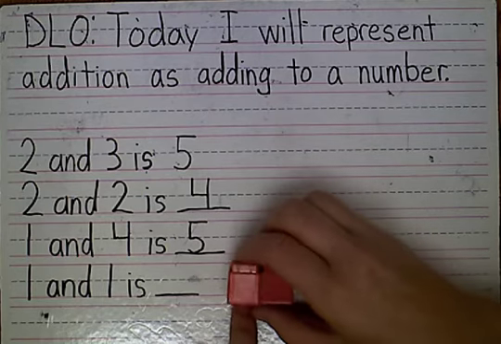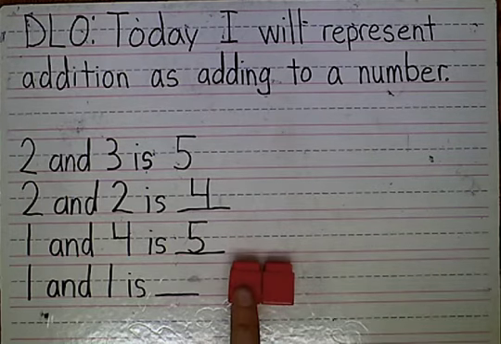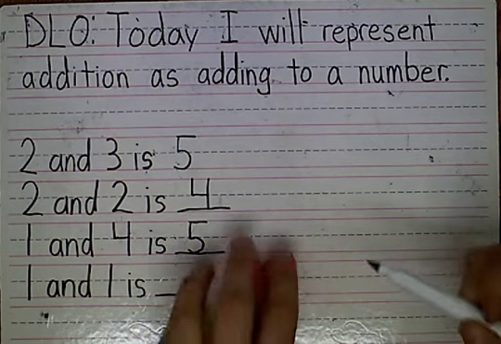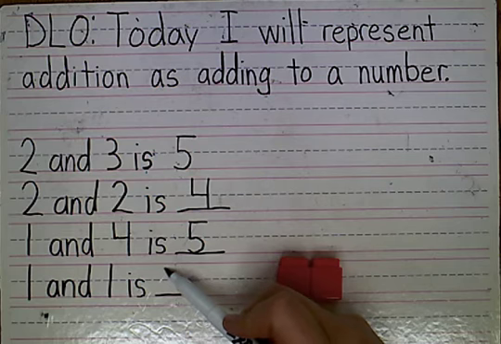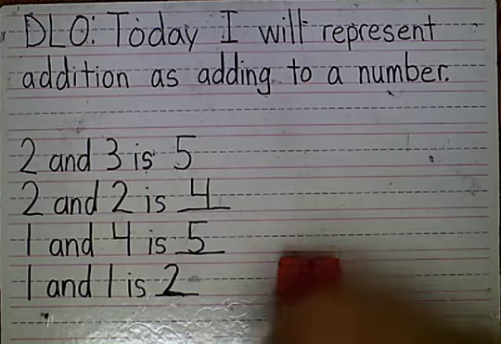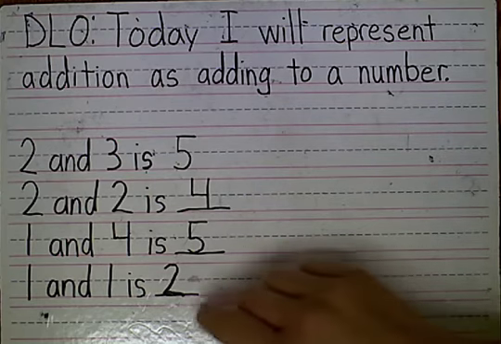How many do we have all together? Let's count. 1, 2. What number will we write here? 2. Candy cane foot. My foot is kind of crazy. I'm sure your foot's a lot better than mine.